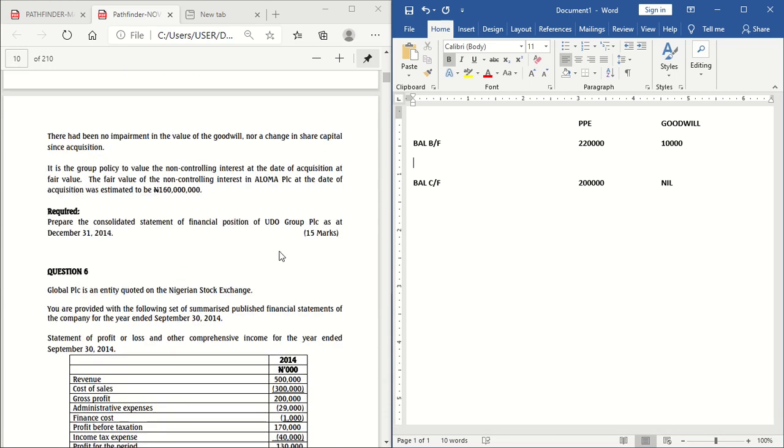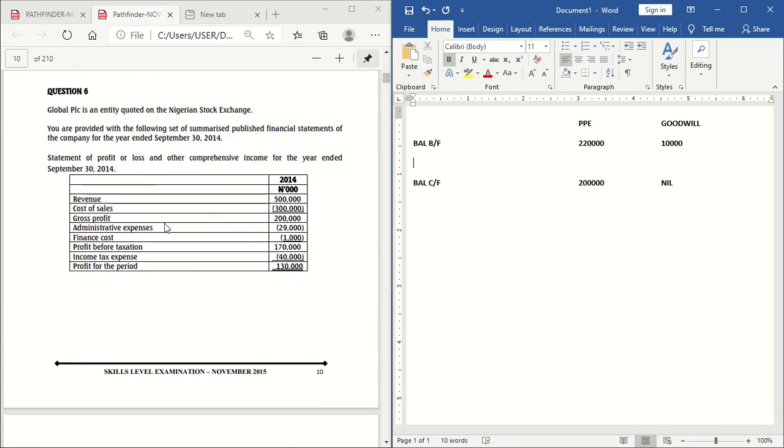Now, if I go to my profit or loss statement, there is nothing affecting PPE here. So it means that for it to have dropped from 220,000 to 200,000, we have charged depreciation for that year. Because if I bring my asset forward and it is 220,000, don't forget, for 2014 they will have charged depreciation to the statement of profit or loss. So my difference here is my what? Depreciation.